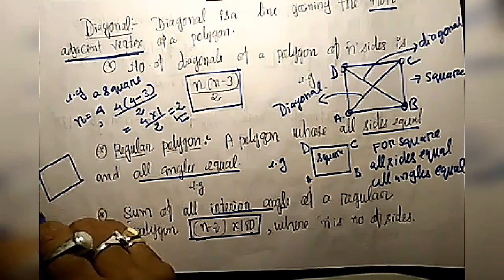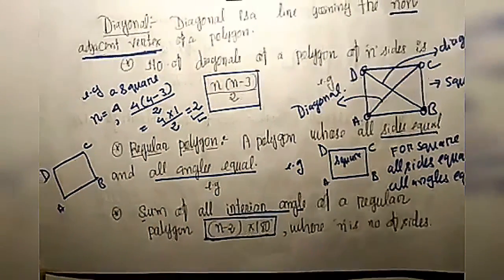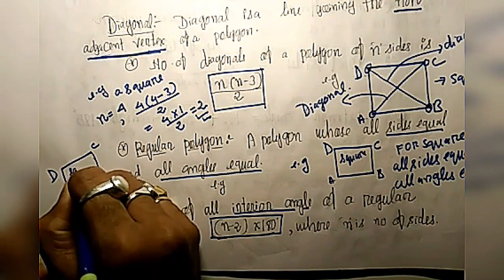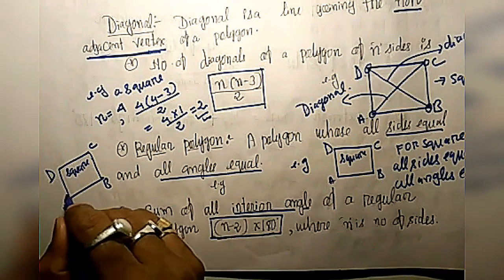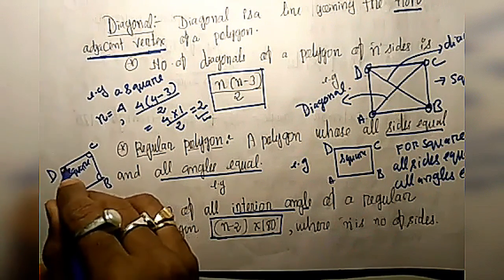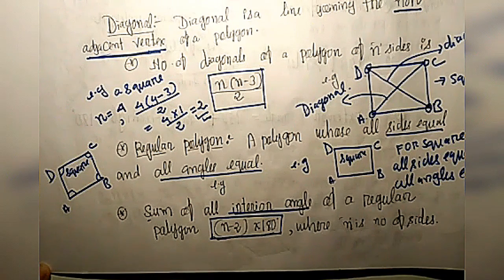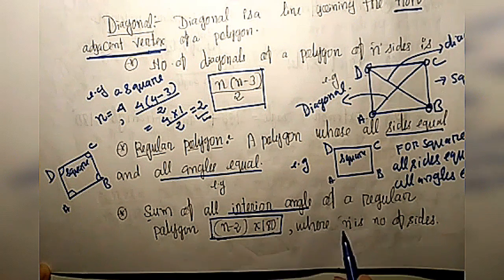For example, once again we are taking the example of square. So this is a polygon. How many sides? There are 4 sides. And how many angles? There are 4 angles, A, B, C, D. Now we need to find out the sum of all interior angles. That means sum of angle A, B, C and D using this formula.